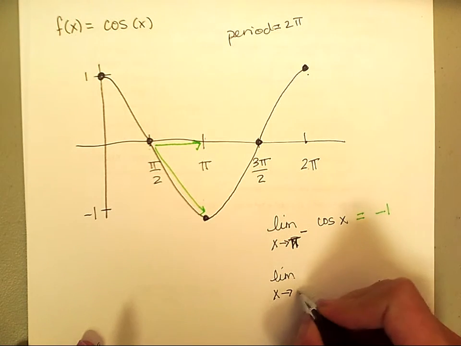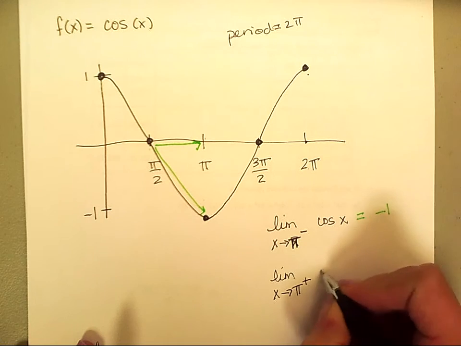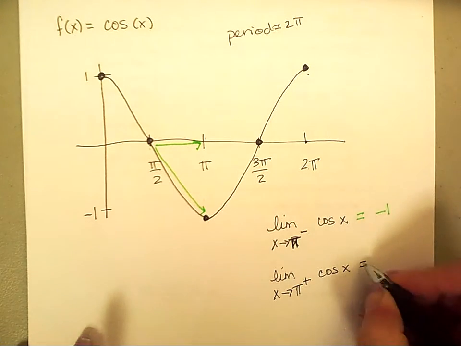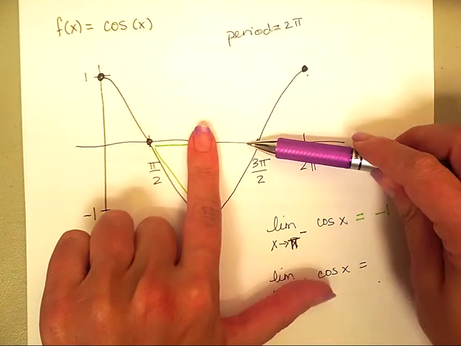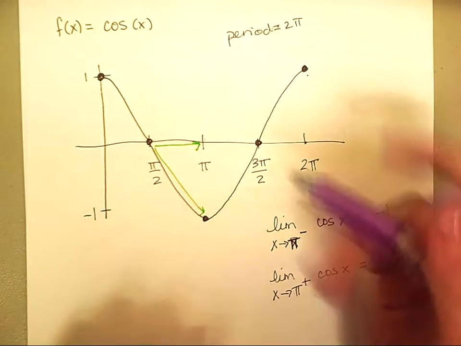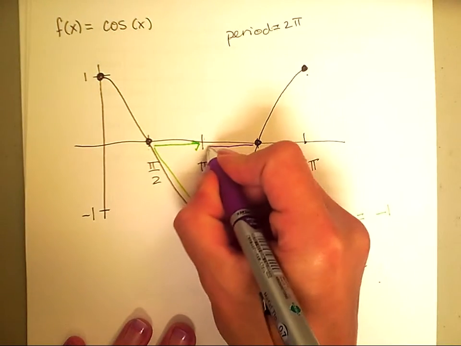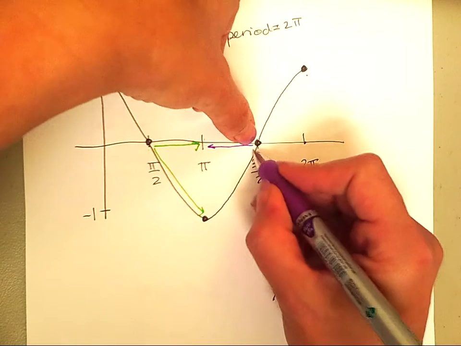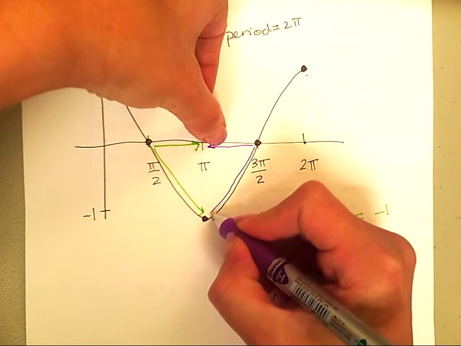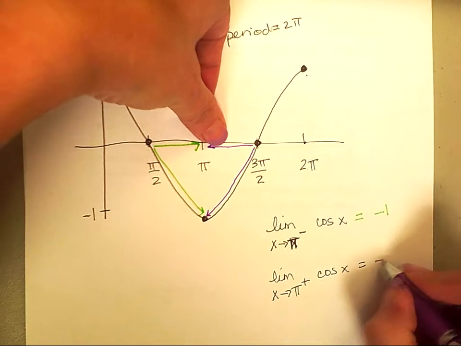We could look at the right-hand limit as x approaches pi of the cosine of x. So here's pi. I want to be to the right of it and approach. I'm going to be approaching this way. And what happens as I do that? Well, as I do that, the function values are decreasing again to negative 1.